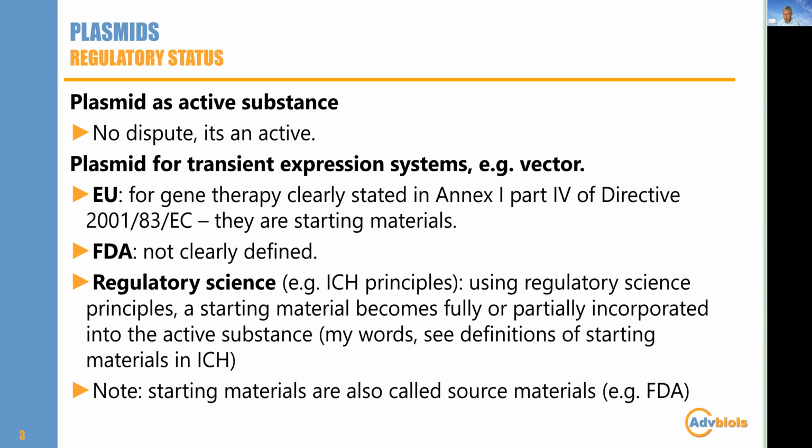So I think the first question to ask is the status of the plasmid in the case of viral vector manufacturing. I only raise this because I can't actually find a very clear answer about how the FDA view it. In Europe, the Medicines Directive makes it very clear that plasmids are starting materials. If I use ICH principles, regulatory science, then a starting material is something that's partially or wholly incorporated into the active substance. So on that basis, clearly plasmids are a starting material.